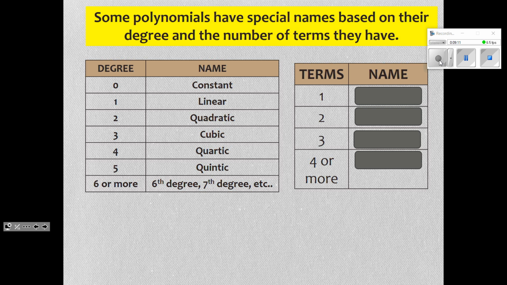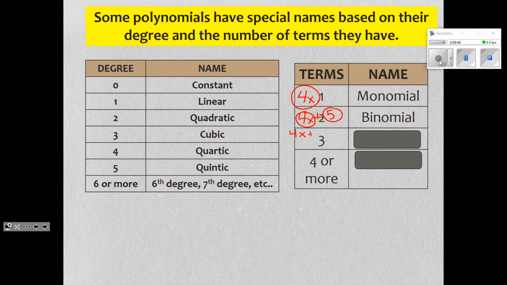We are also going to name polynomials based on the number of terms. If you simply have 4x, that is one term. A prefix for 1 is mon, so we have monomial. If you have 2 terms, such as 4x plus 5, the terms are linked together with a plus or minus sign. If you think of a prefix for 2, think of a bicycle with the prefix bi. So this is going to be a binomial.